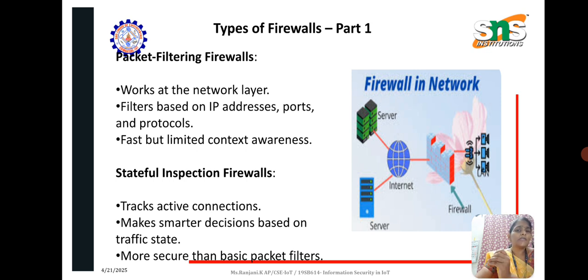The second type is the stateful inspection firewall. It tracks active connections and makes smarter decisions based on the traffic state. Compared to the packet filtering firewall, the stateful inspection firewall makes smarter decisions based on the traffic state, and it is also more secure than packet filters.